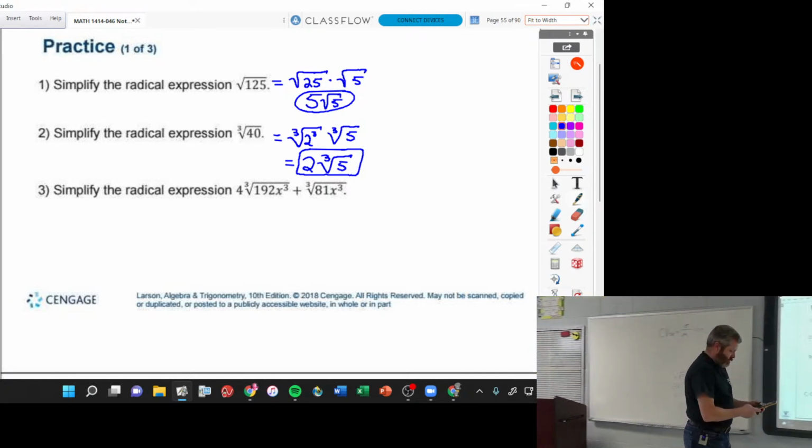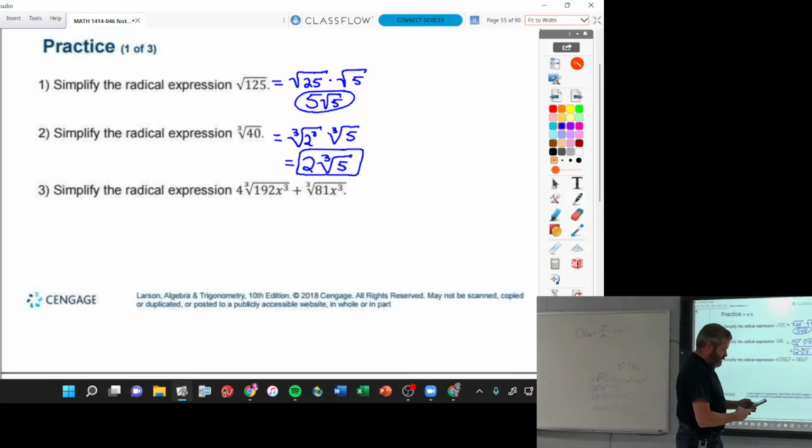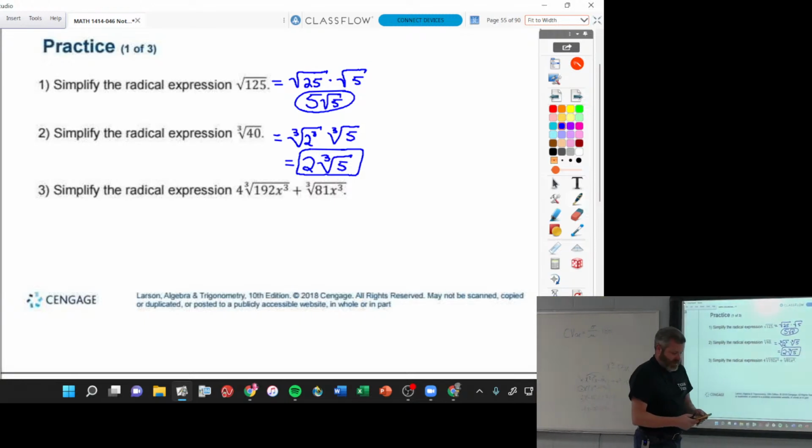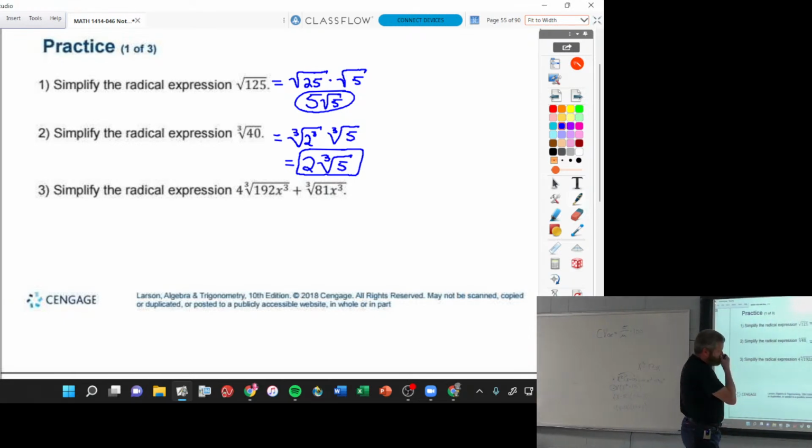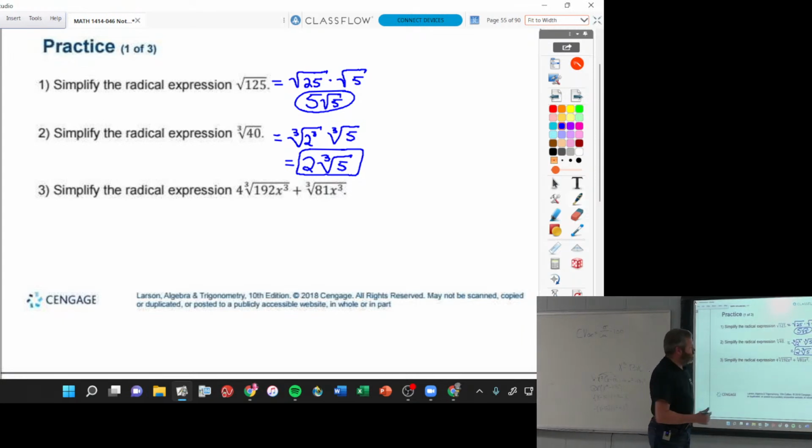Simplify this radical. Any perfect cubes that go into 192? 64 times 3 is 192. 64 is a perfect cube.